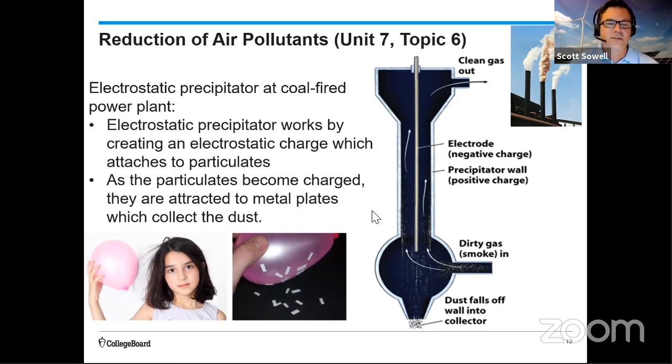Whenever I talk about this to my students, I always give the analogy of taking a balloon and rubbing it against some fuzzy hair and then holding it over some pieces of paper. The little pieces of paper will get sucked onto the balloon. Very similar device, electrostatic precipitator. Really, really going to reduce the amount of particulate matter, PM, from the air.